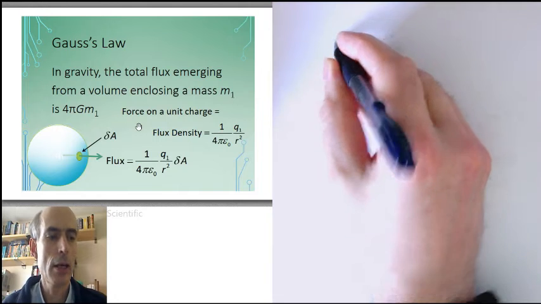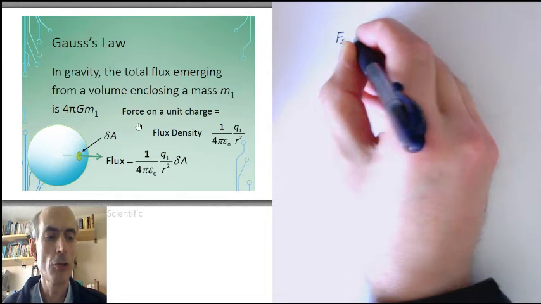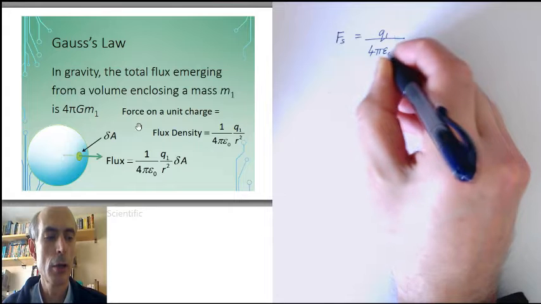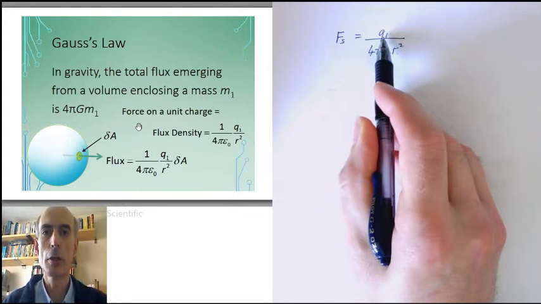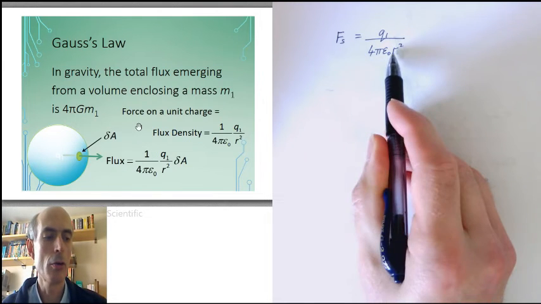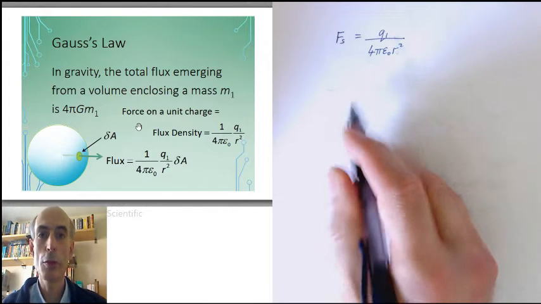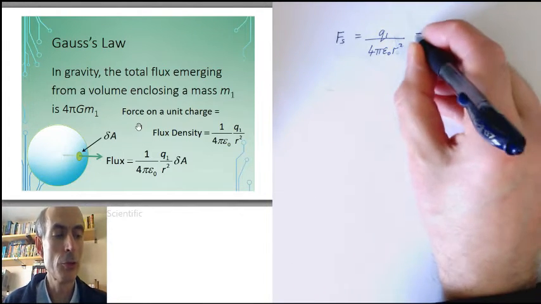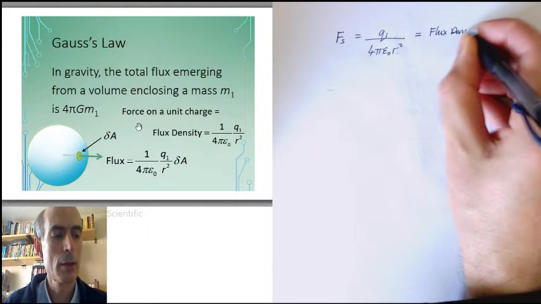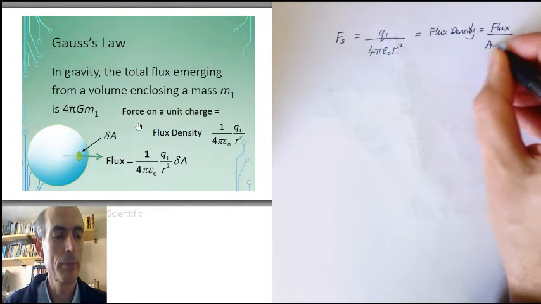We know that the electric field strength, that's just the force on a unit charge, is Q1 over 4 pi epsilon naught r squared. Comes directly from Coulomb's law. That's the force due to a charge Q1, a distance r away from a unit charge. We know that the flux density is equal to the field strength. So this is the flux density. Now the flux density is the flux divided by the area.